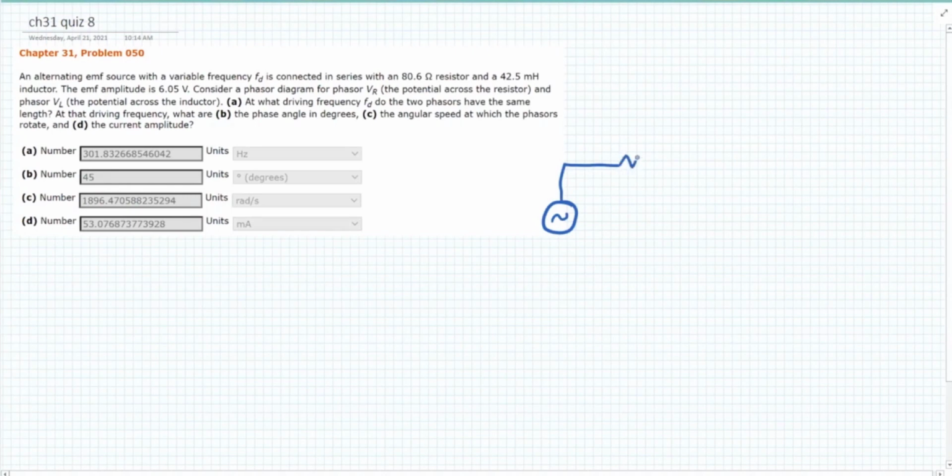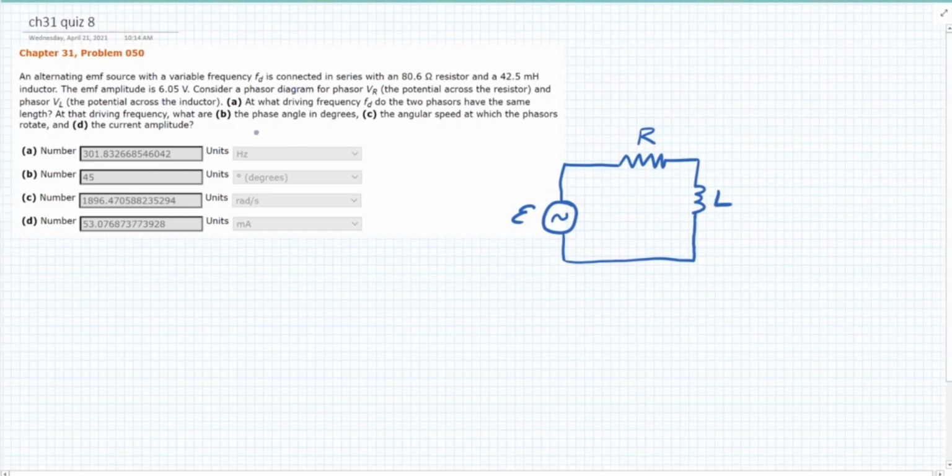So there's the resistor, R for resistor, and a 42.5 millihenry inductor. There's my solenoid. Remember, inductors are basically solenoids, and a solenoid is basically a slinky, a bunch of coiled wire. So this is not an RLC circuit, it's an RL circuit.